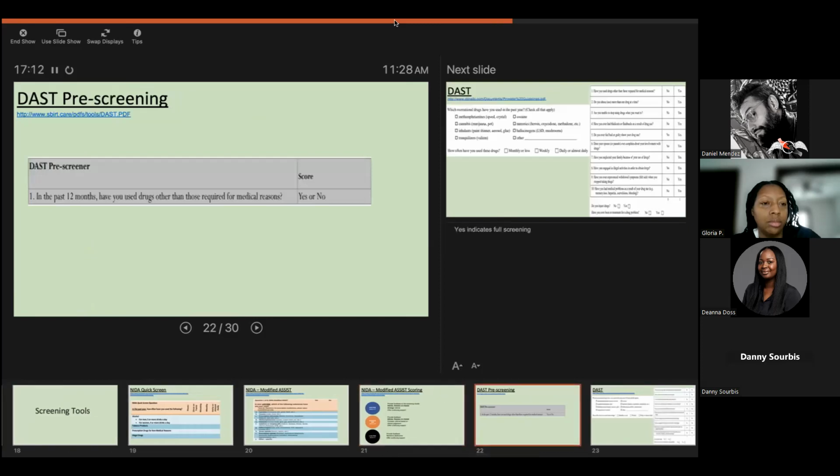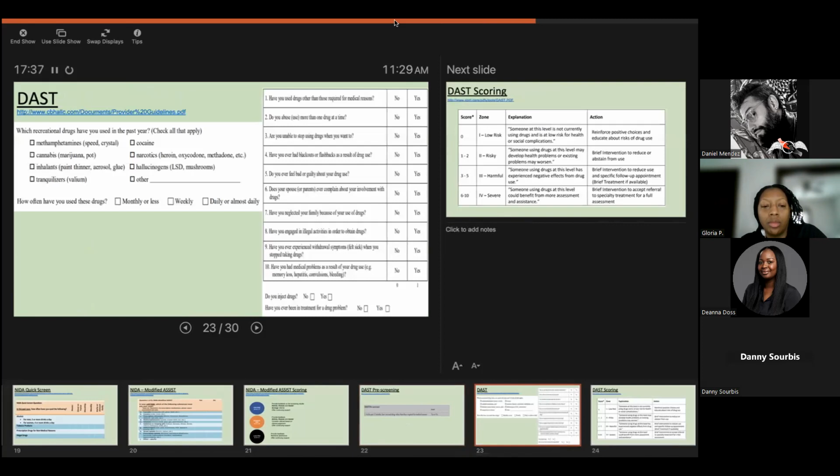Assist scoring. And so now we'll move to the DAST, and the DAST is what's typically used if you go into the ED. The question that they'll ask, and the one that'll trigger a nurse or social worker for more reinforcement, is: in the past 12 months, have you used drugs other than those required for medical reasons? If yes, then that indicates a full screening needs to be done.